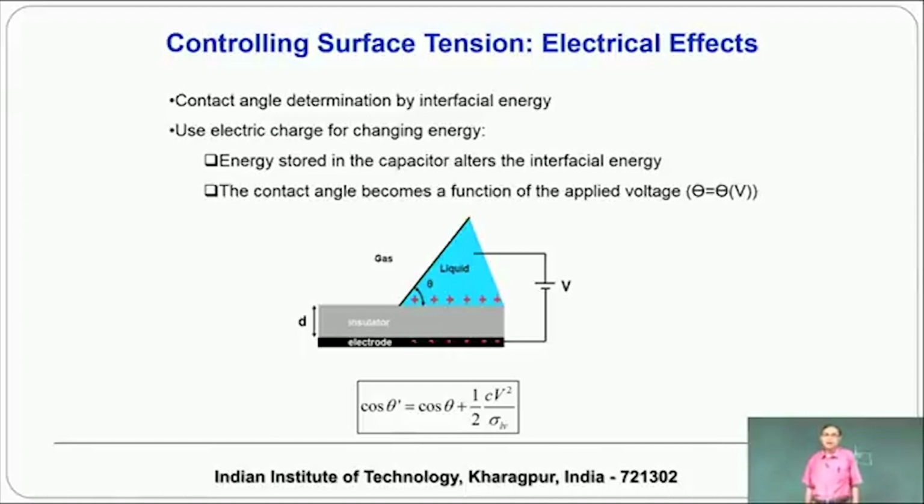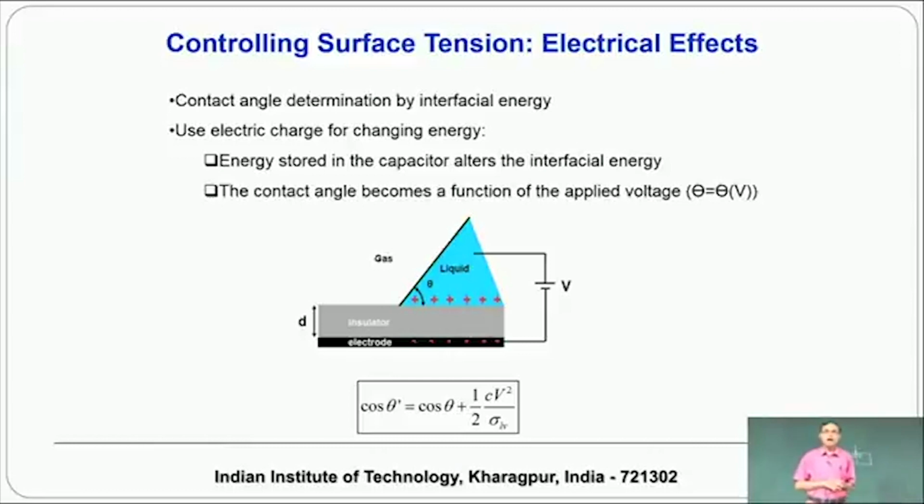So, cos theta prime is equal to cos theta plus half CV square, where C is the capacitance per unit area, and I will show you how the capacitance comes. Basically the capacitance comes in a very simple way.